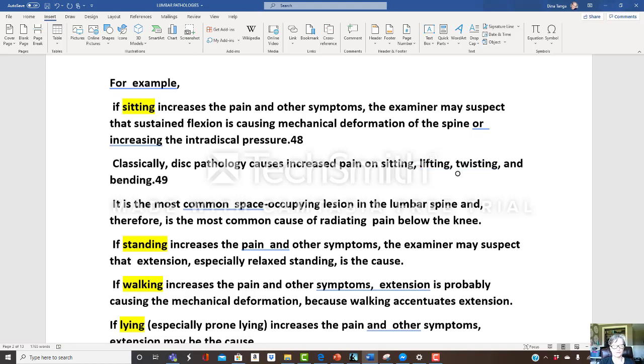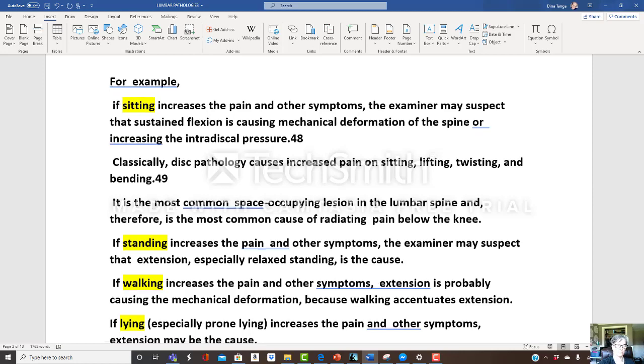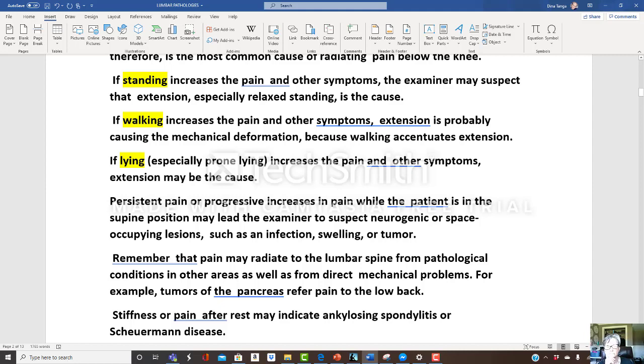If standing increases the pain and other symptoms, the examiner may suspect that extension, especially relaxed standing, is the cause. If walking increases the pain and other symptoms, extension is probably causing the mechanical deformation, because walking accentuates extension. If lying, especially prone lying, increases the pain and other symptoms, extension may be the cause. Persistent pain or progressive increases in pain while the patient is in the supine position may lead the examiner to suspect neurogenic or space-occupying lesions, such as an infection, swelling, or tumor.